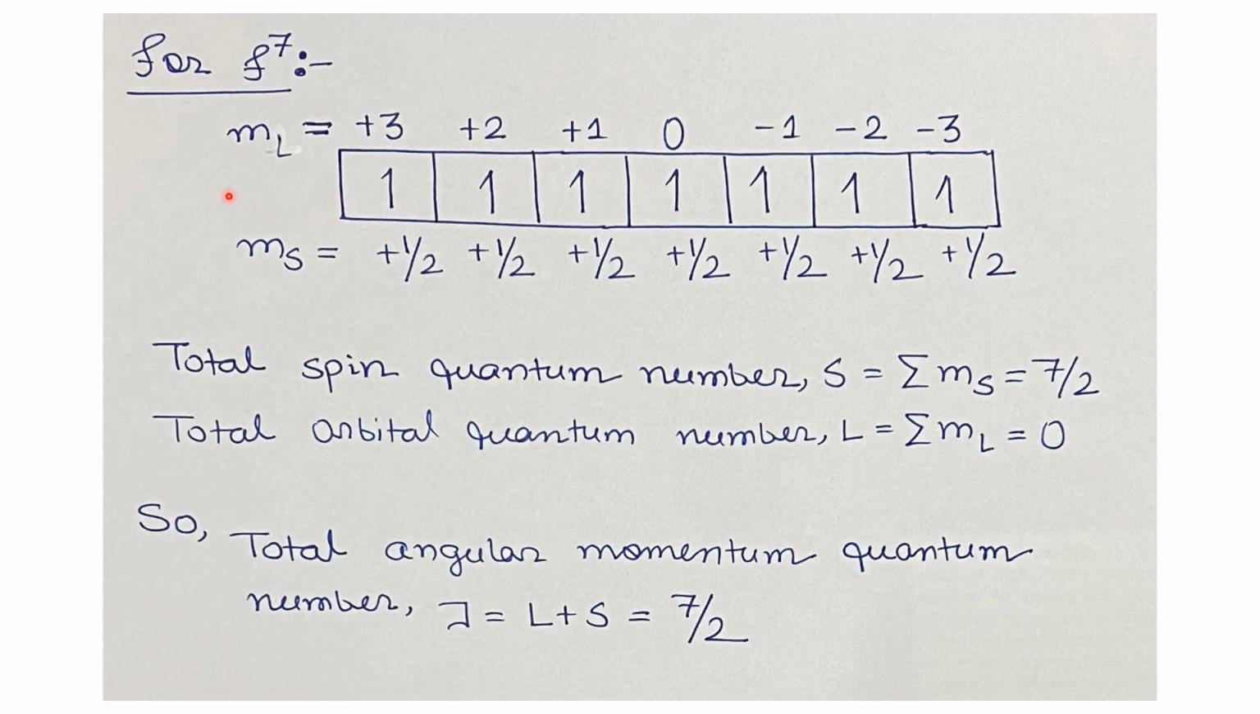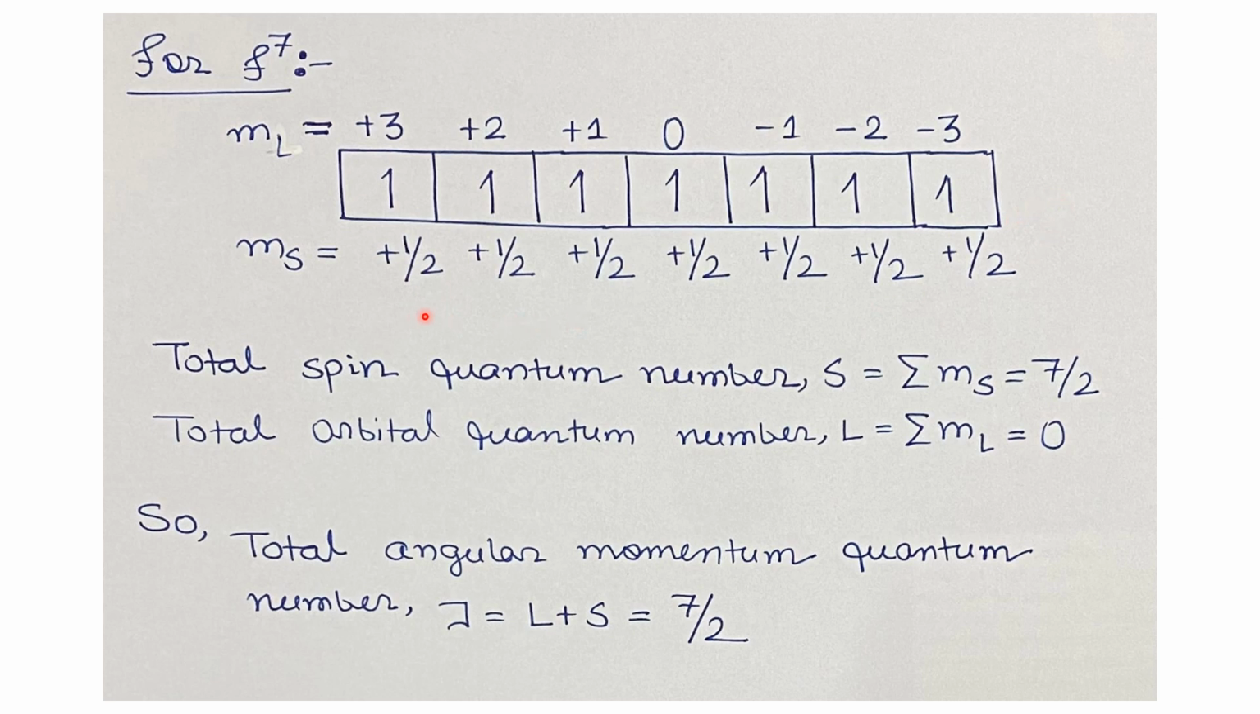For these 7 electronic states, we can accommodate these 7 electrons in such a way that each electronic state will contain one single electron. So as you can see from this configuration of the f orbital, ml equals plus 3 will contain one up-spin electron, and correspondingly all the other electronic states will contain a single electron with up spin.